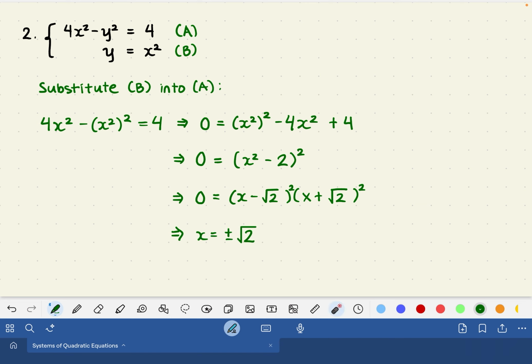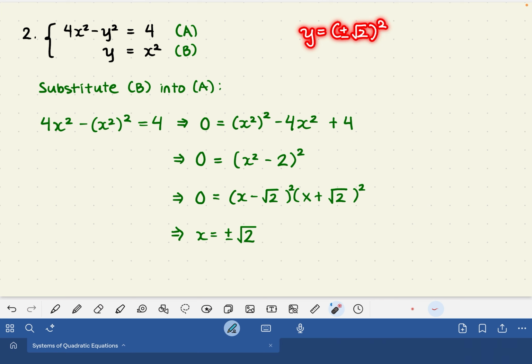So that is the x value that we are looking for. Once we have this, we simply substitute this x value into either of the equations out here. But clearly, it is easy to substitute it back to equation B, since in equation B, y is already isolated on one side. So notice that if we plug in either plus or minus square root of 2 out here, what we will get is y equal to plus or minus square root of 2.